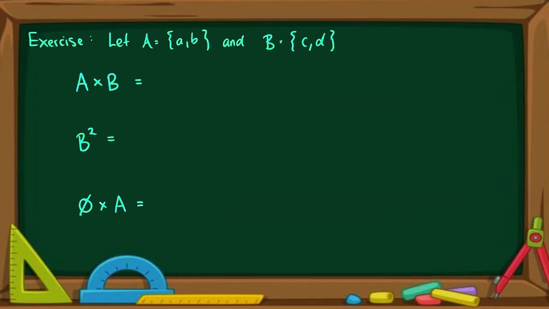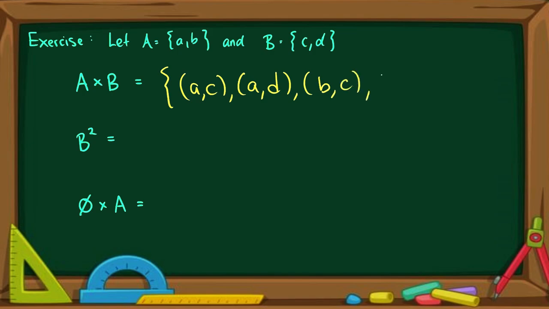Let's let A equal the set {a, b} and B equal the set {c, d}. What is A cross B? Well, A cross B, I have ordered pairs where the first element is from A and the second is from B. So we can take a from A and c from B. We can take a from A and d from B. We can take b from A and c from B. And we can take b from A and d from the set B. So this would be the cross product of A cross B.